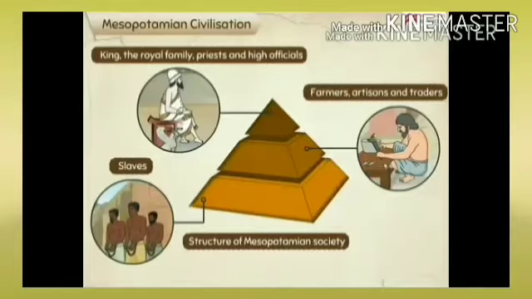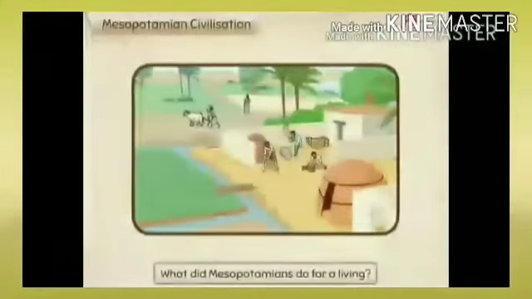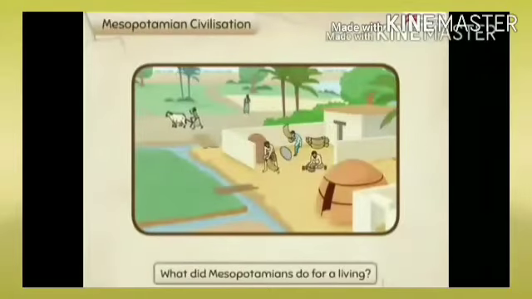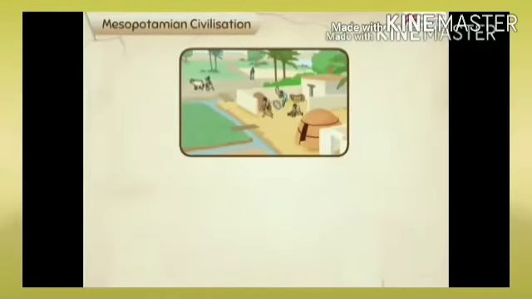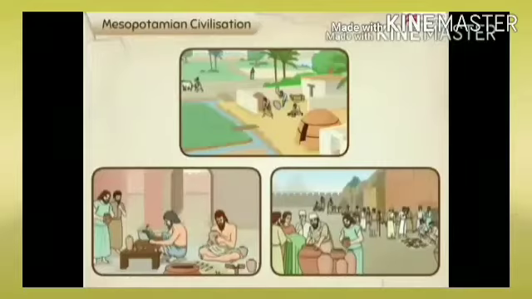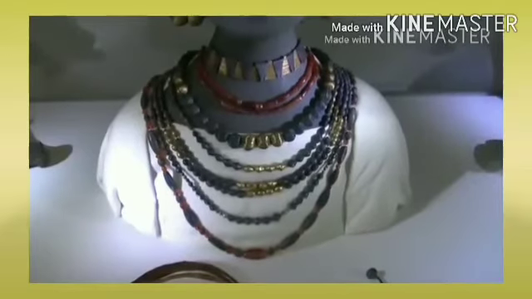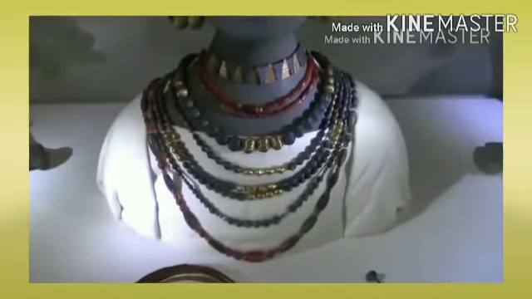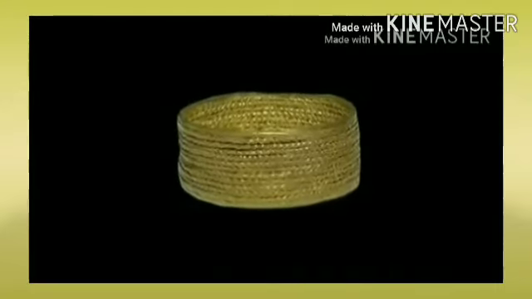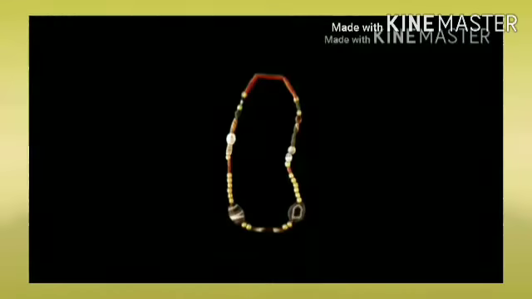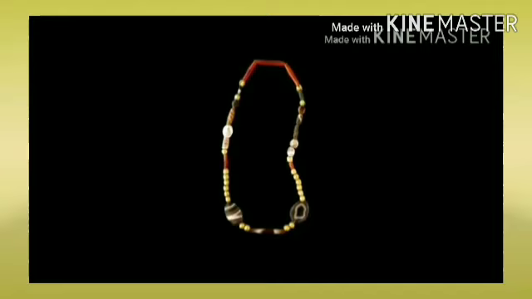So, what did they do for their living? They grew crops. They also made sculptures and traded as far as Asia, Europe, and Africa. This period also gives us information on how skilled the Mesopotamians were. They made anklets, bracelets, hair decorations, pendants, and amulets.